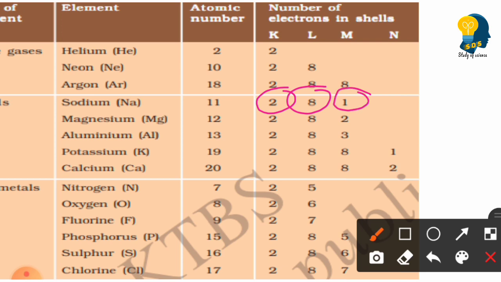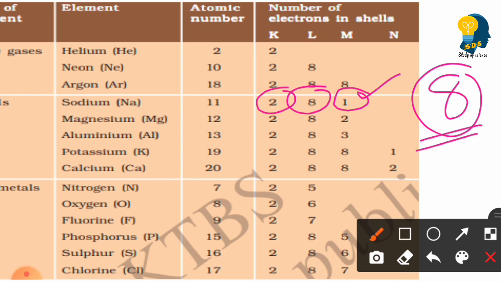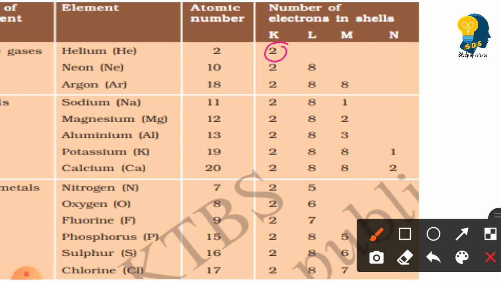Generally, if a shell has to be stable, it needs 8 electrons in its orbit. As sodium has 1 electron in its outermost orbit, it is not stable now. The logic here is very simple. If the element has to be stable, its outermost orbit should be filled by 8 electrons, or 2 electrons if it is the first shell. Then the shell will be stable.